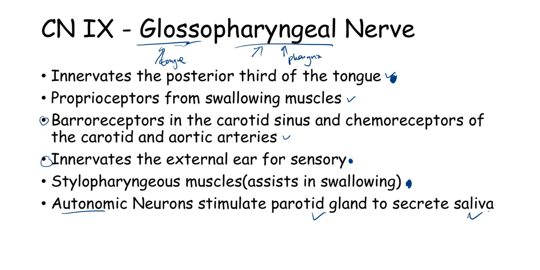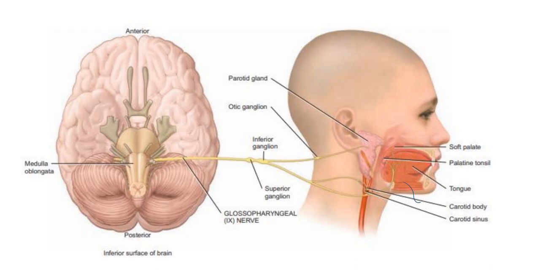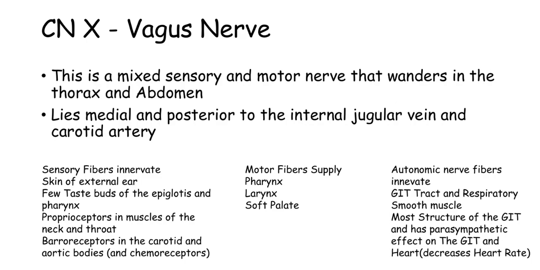Moving on, this is exactly what I'm talking about, glossopharyngeal, and the diagram gives you exactly where it's innervating. Then if we move on to the vagus nerve, it's a mixed sensory and motor nerve that wanders in the thorax and abdomen, and that's where it gets its name, because it's a wandering nerve. It lies medial and posterior to the internal jugular vein and the carotid artery. That's just a detail to know where it's found, but I don't think you can be tested on that. Just know the function and you're done.